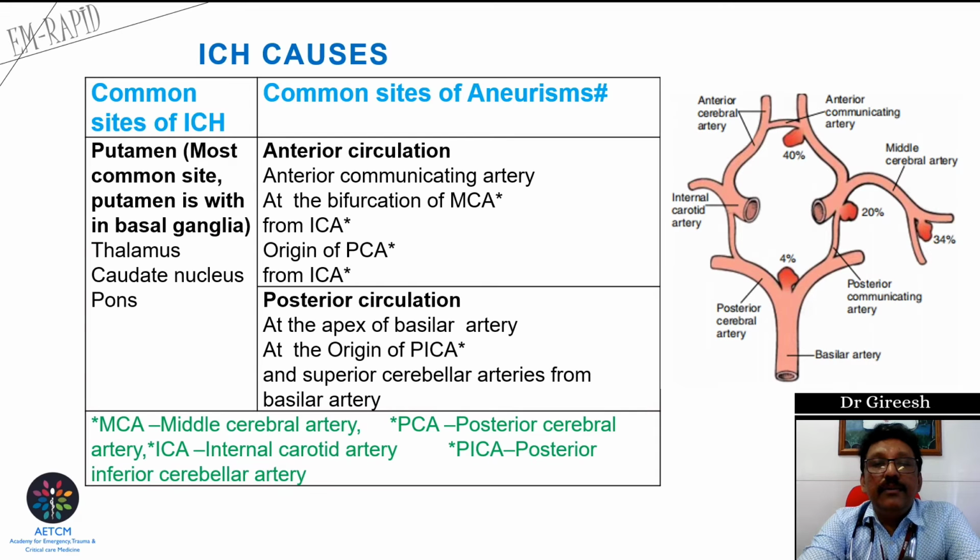Common sites for aneurysms are in the anterior circulation: the anterior communicating artery, the bifurcation of MCA from ICA, and the origin of PCA from ICA. In the posterior circulation: the apex of the basilar artery, the origin of PICA, and the superior cerebellar arteries from the basilar artery. The picture you can see here. Putamen is the most common site for ICH, and for aneurysm, it is the anterior communicating artery. You can see from the figure.